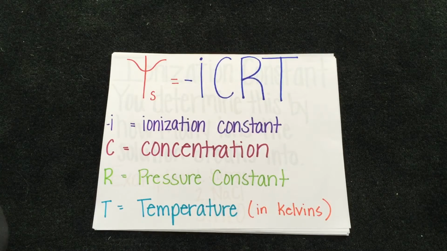Solute potential can be broken down into a couple components, so let's go over them. I is the ionization constant. We will show you how to calculate this in a second. Next is C, which is the concentration. It is always given to you in moles in the problem. Next is R, which is the pressure constant. This number remains constant throughout the problem. The number you use is 0.0831. Last is T, which is temperature. You have to have the temperature in kelvins, and we will show you how to convert degrees Celsius into Kelvin in a second.